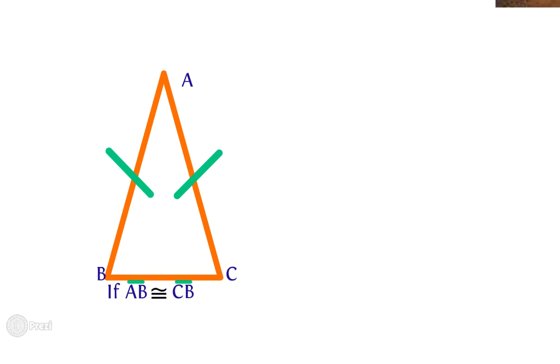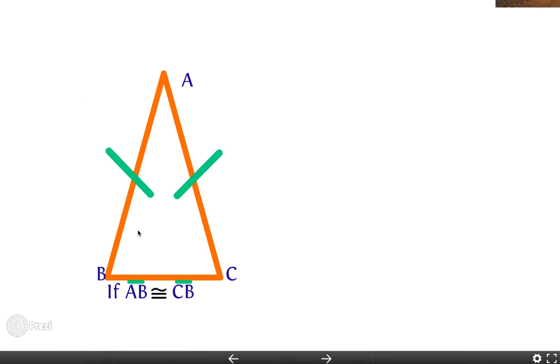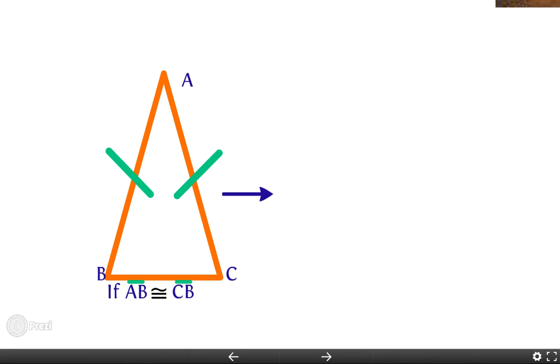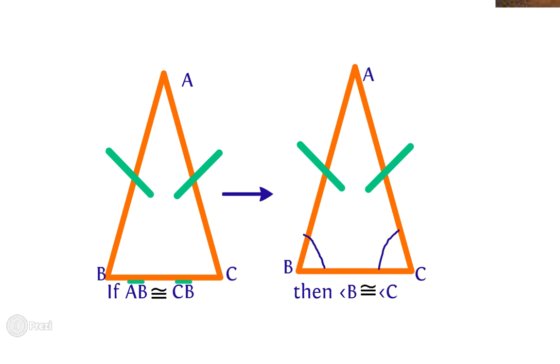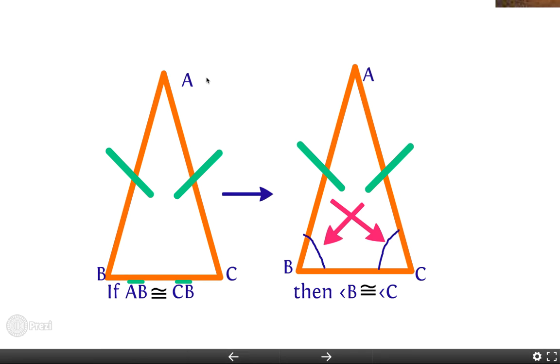So if we start with an isosceles triangle, a triangle with at least two congruent sides, that implies that the base angles are congruent. And remember, those are the angles that are directly across from your congruent sides. So in this picture, angle B is congruent to angle C, as well as side AB and side AC. That should say AC.